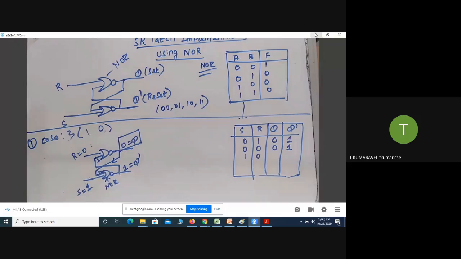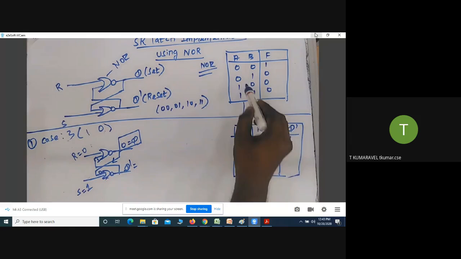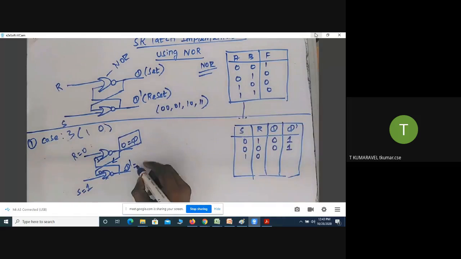Now I'm going to predict the behavior of the circuit. Here, if we consider S equal to 1, what happened? I can easily predict the output of that NOR gate, because if any one of the inputs is equal to 1, the output value is equal to 0. So I'm going to write it as a 0.